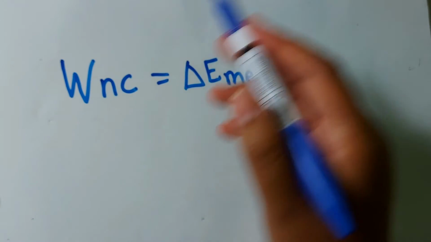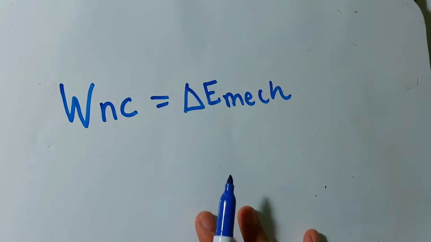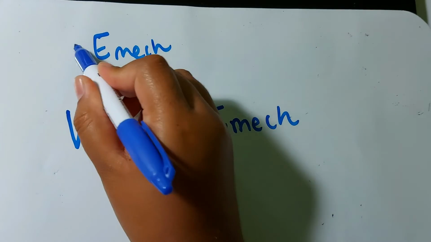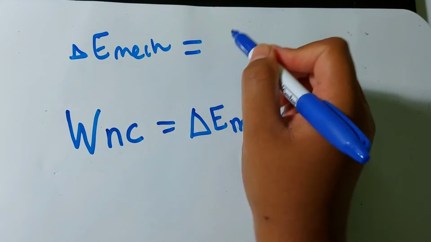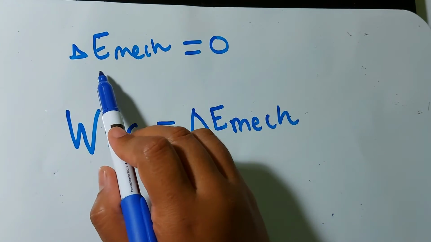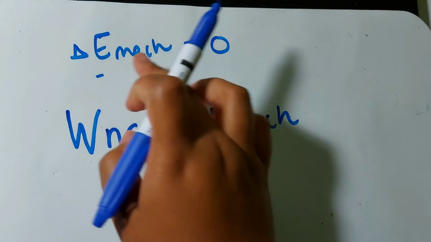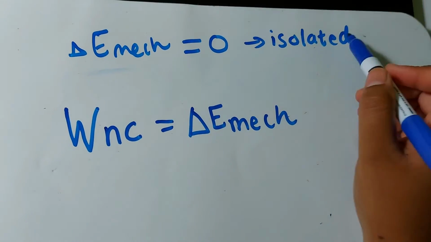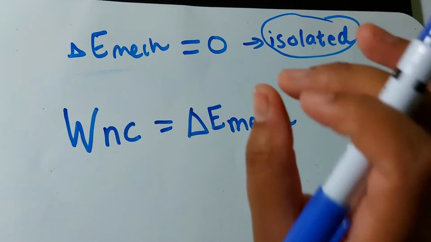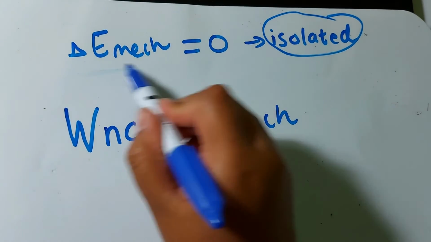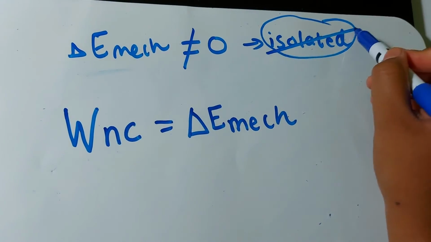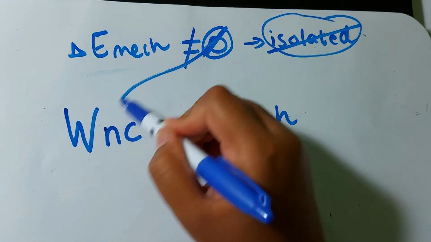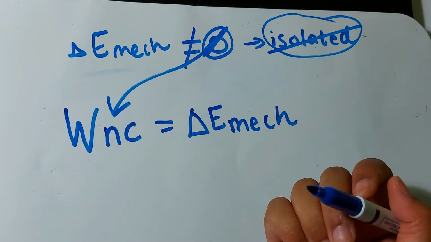So, in other words, in an isolated system, we know that the change in E mech is naught. In other words, there is no change in mechanical energy if the system is isolated. However, if your system is not isolated and you do have non-conservative forces, then that is not zero. In fact, it has a value, and that value is the work done by your non-conservative forces.